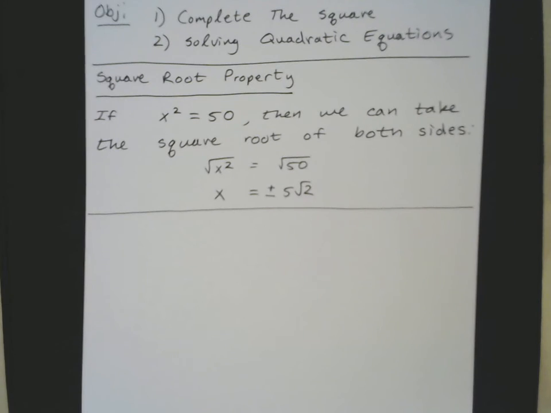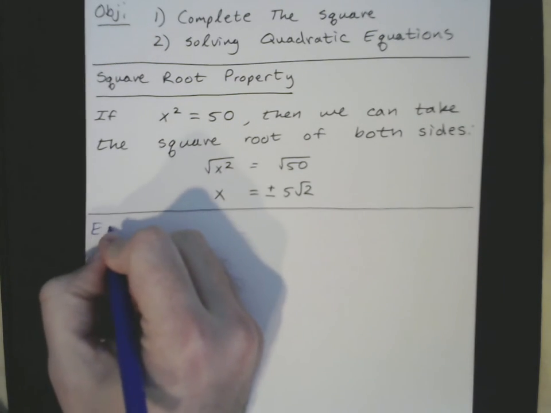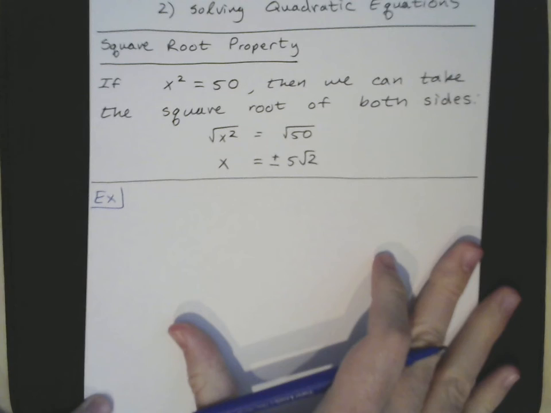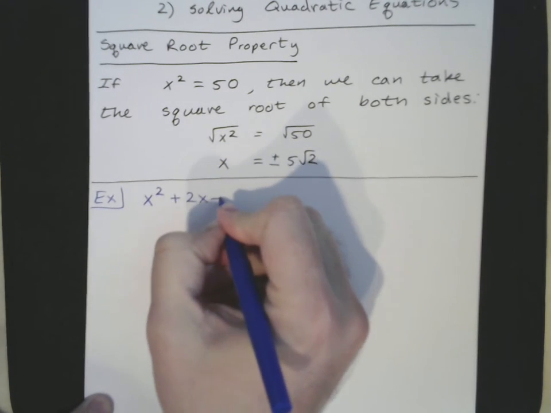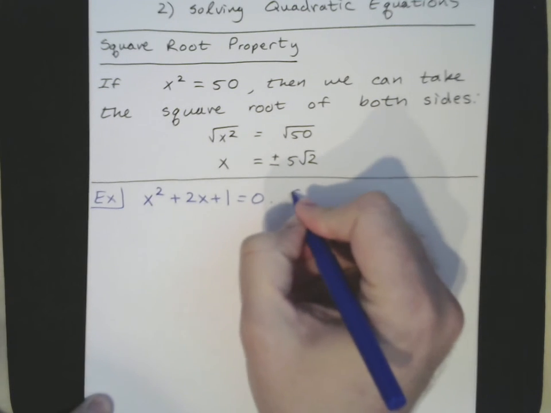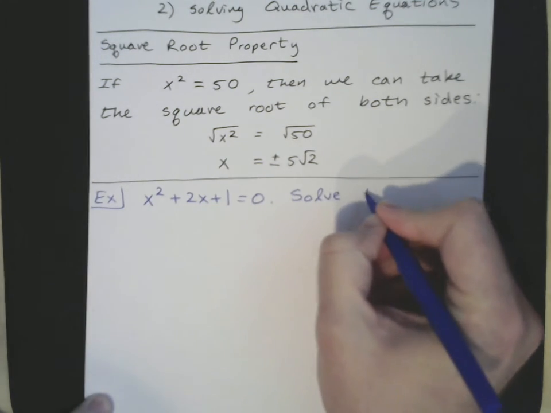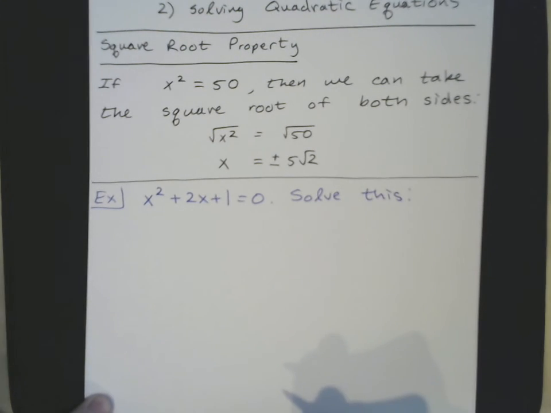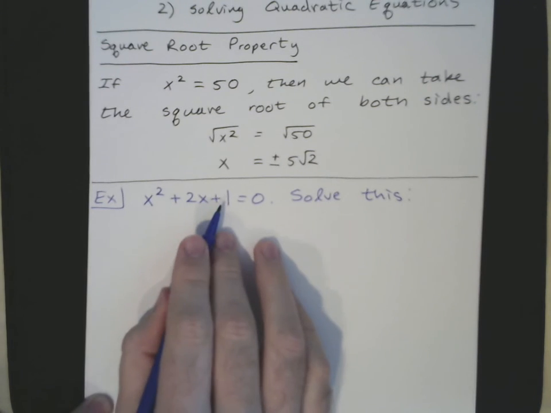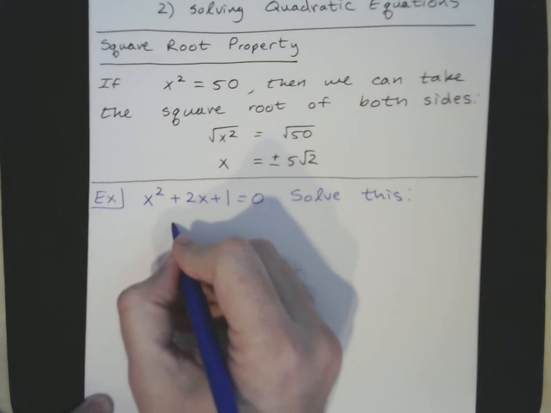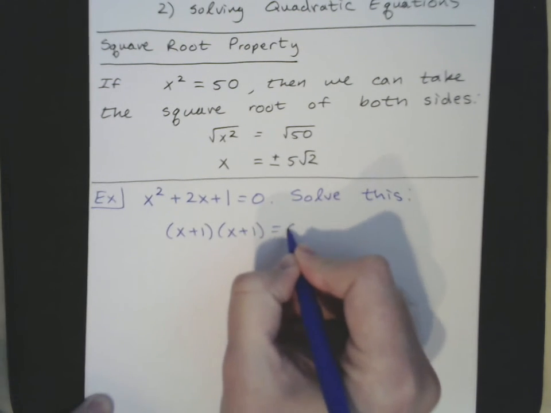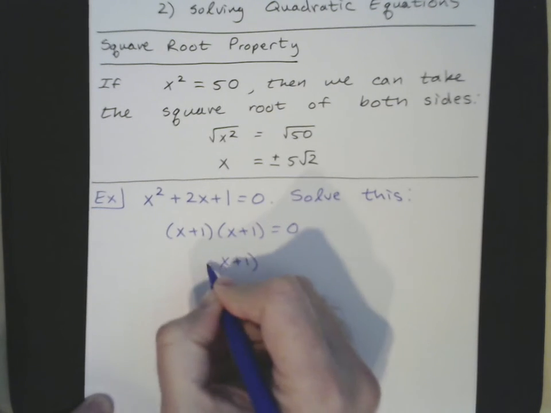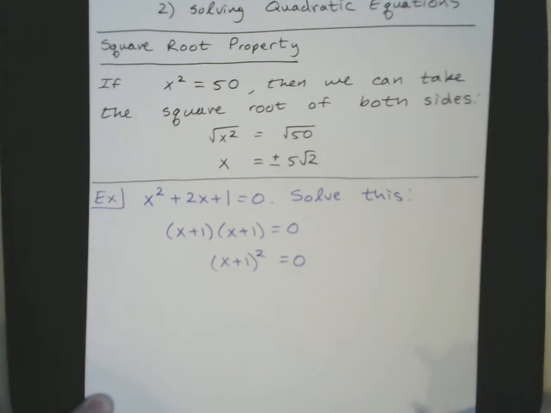So why do we care about the square root property? Well, let's say we have a quadratic that looks like this. x squared plus 2x plus 1 equals 0, and we're asked to solve. Well, our first step anytime we're solving a quadratic is to try and factor. So this thing, what multiplies to 1 and adds to 2, factors to x plus 1 times x plus 1, or x plus 1 squared equals 0.